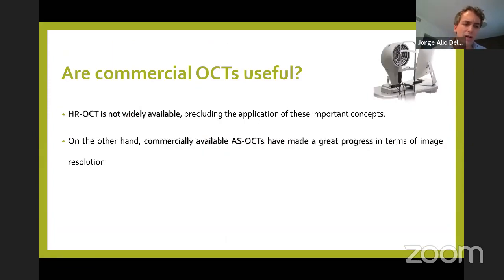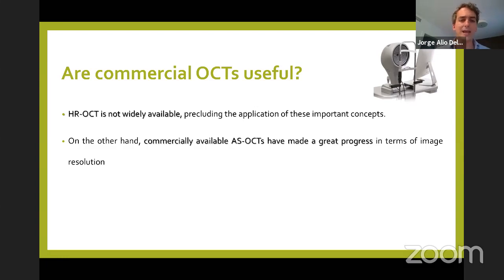So the question here, and this is the reason why I'm talking about this, is that all this original data that Carol Karp and her team published was with a prototype, what they call the ultra high definition anterior segment OCT. But this was a prototype that was not commercially available. And by that time, the anterior segment OCTs that we all had were very poor in resolution of the anterior segment, and they were not useful to manage these diseases.